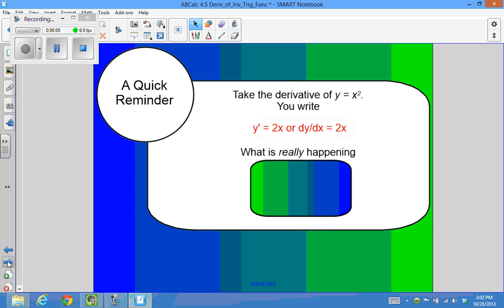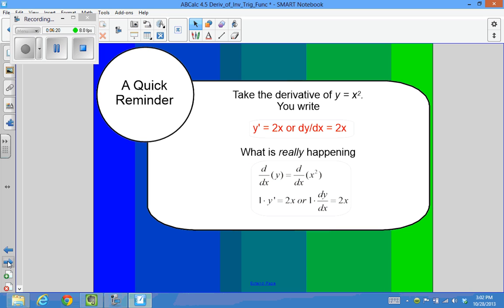And what you always thought you were doing was taking the derivative of the right-hand side. I said take the derivative, you said the derivative of x squared is 2x, and on the other side you just wrote dy dx without thinking about it too much. But what's really happening is that you are taking the derivative of both sides. You're taking the derivative of y with respect to x, and you are taking the derivative of x squared with respect to x. When I take the derivative of y with respect to x, there's no x there.